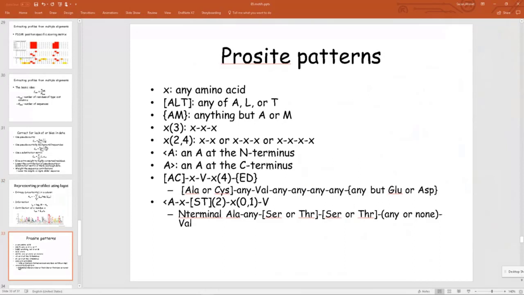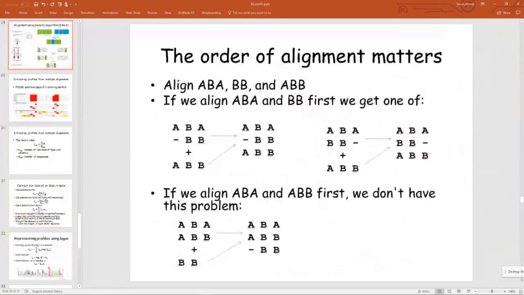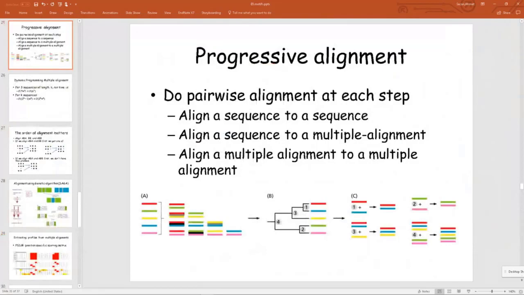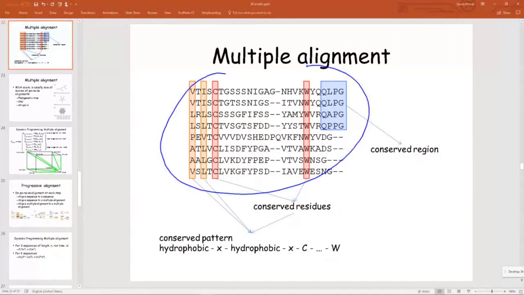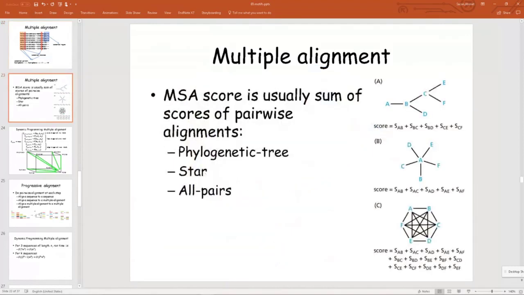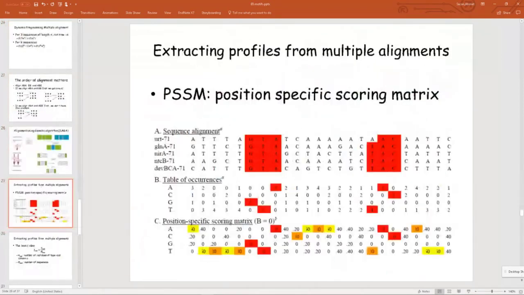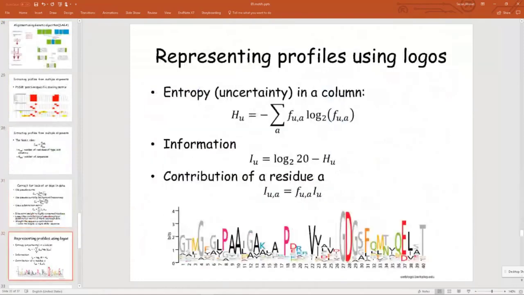Another way to summarize multiple alignments is by creating regular expression patterns. So I showed you this example where we took a multiple sequence alignment, we looked at the columns and kept the parts that looked similar. And then if we couldn't find anything common for that column, we replace it with an X. So if a column appears to be random, we replace it with an X. If it's conserved, we keep the character that's conserved.